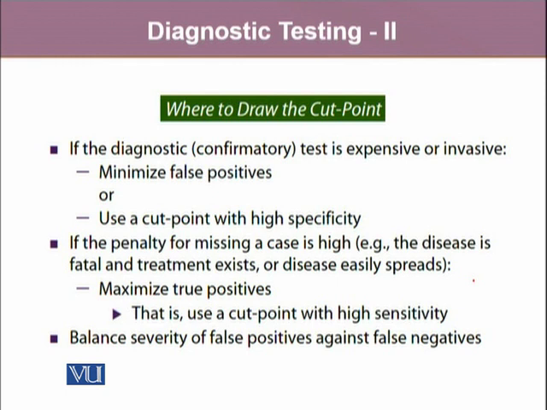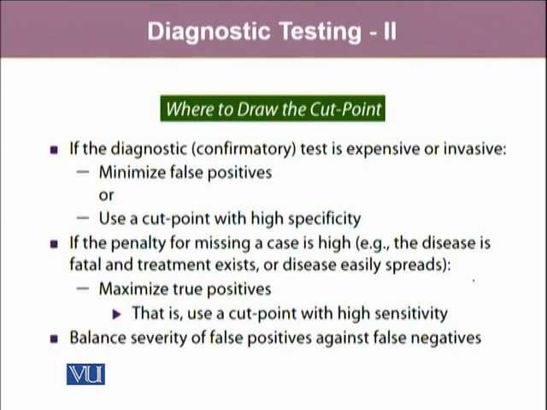If a diagnostic test is expensive or invasive, we try to minimize the false positive rate, or we use a cut point with high specificity. If the penalty of missing a case is high, the disease is fatal and treatment exists, or the disease especially spreads, then we try to minimize false negatives. In that situation, we choose a cut point with high sensitivity. Balance the severity of false positives against false negatives. This is very crucial when we are determining these tests.